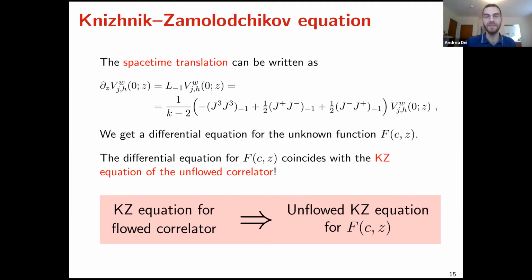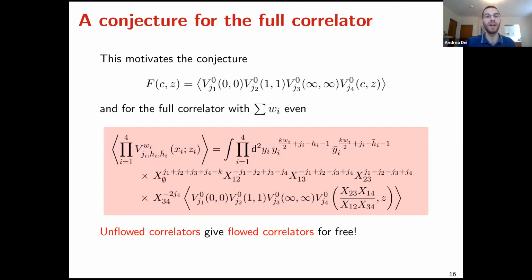So we believe that this is a strong suggestion to say that f, the unknown function f, is the unflowed correlator itself. In the end, they solve the same partial differential equation. And all this is consistent with all other constraints. And this is a non-trivial check.